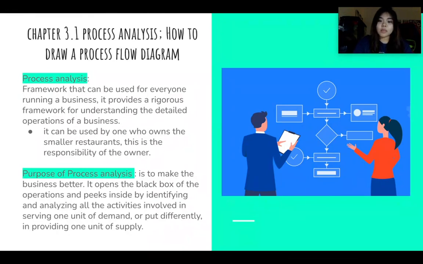It opens a black box of the operation and peeks inside by identifying and analyzing all the activities involved in serving one unit of demand, or put differently, in providing one unit of supply.